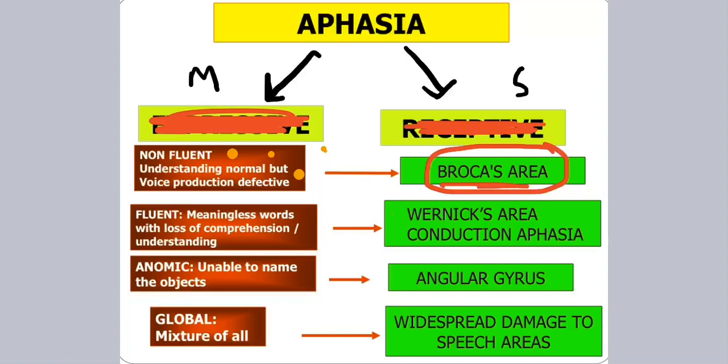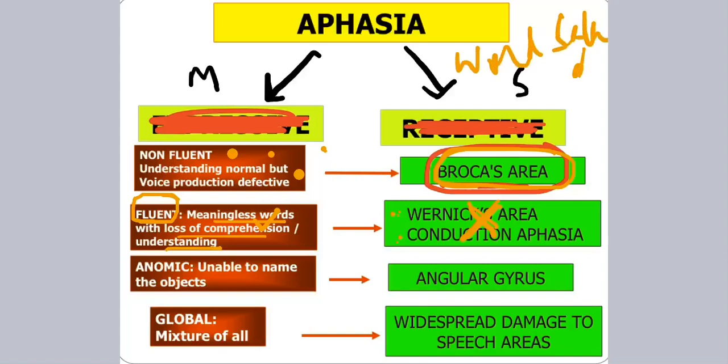Now in the case of Wernicke's area involvement or conduction aphasia, in both of these situations the speech will be fluent, meaning he will be speaking very fluently, but with meaningless words and loss of comprehension or understanding, because the understanding part is defective but the speaking part is normal. That's why the fluency will be maintained, but it will be meaningless words, or we can call it word salad.